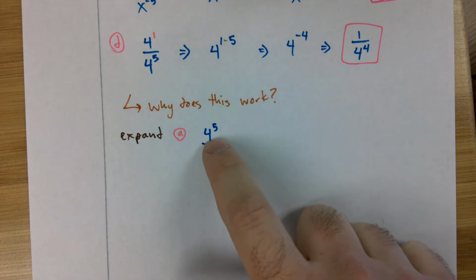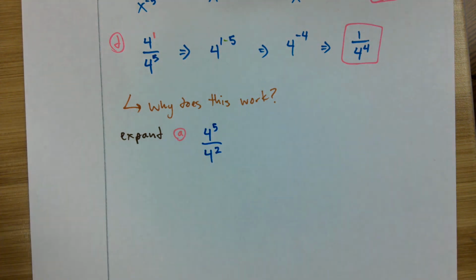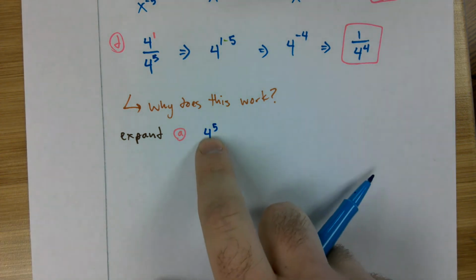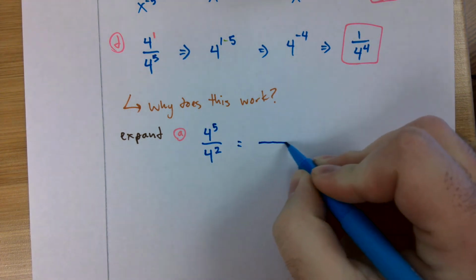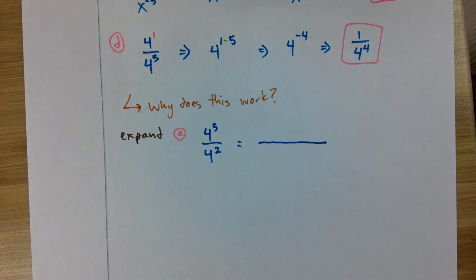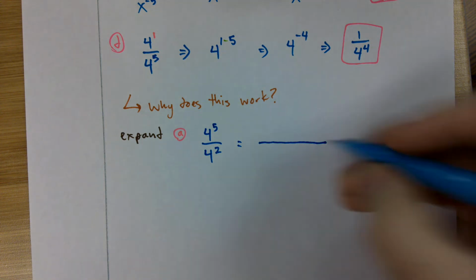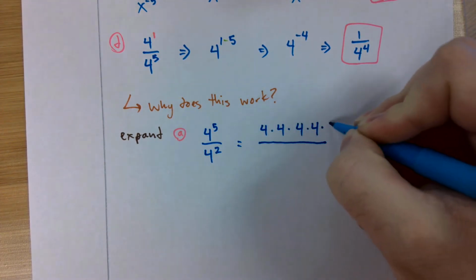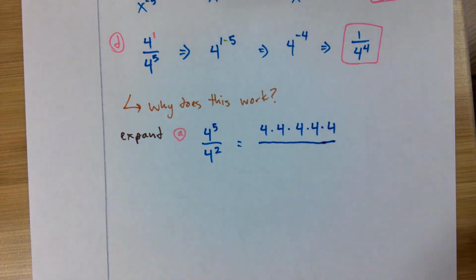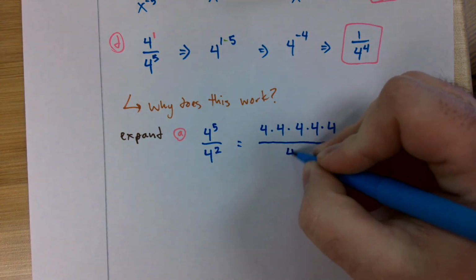So if we wanted to expand 4 to the 5th power out, what is our numerator going to look like? Noah? 4 times 4 times 4 times 4 times 4. Perfect. 5 4s on the top. How many 4s on the bottom? 2, right?